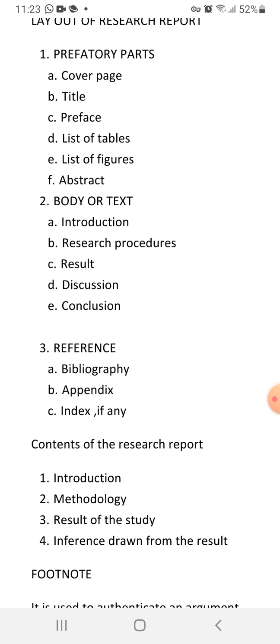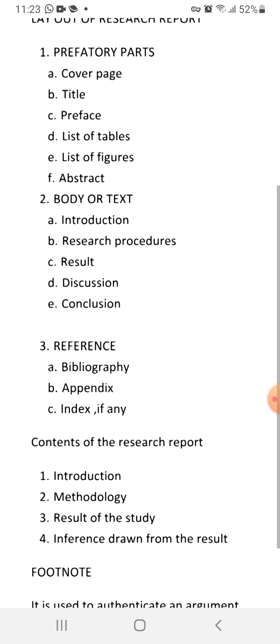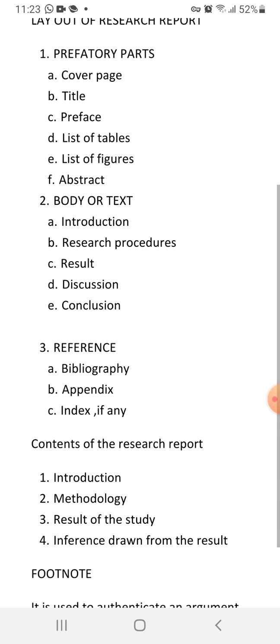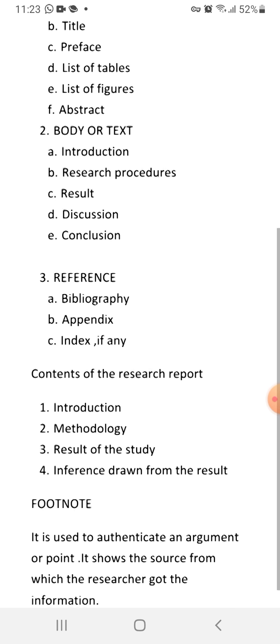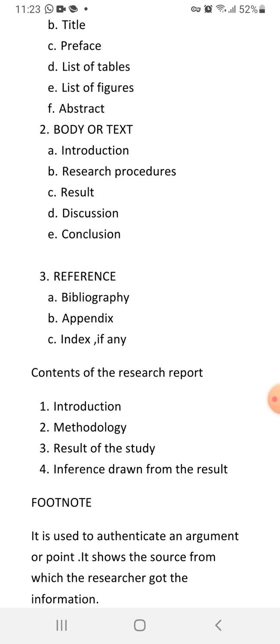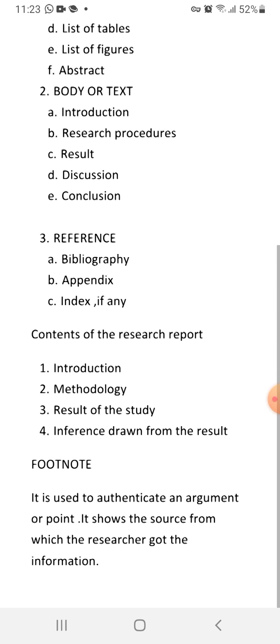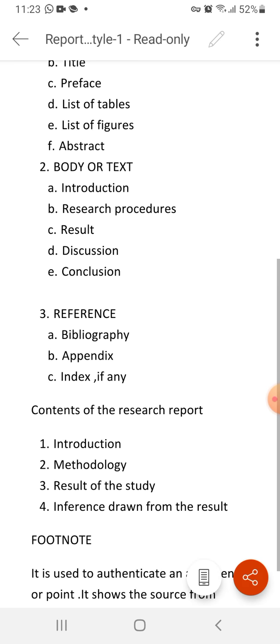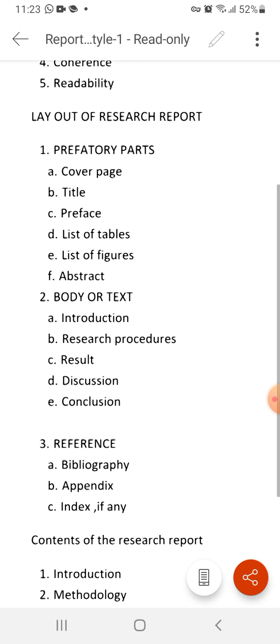Sometimes it may be taken from some books, some articles, some online papers. That is also considered as the bibliography. Then appendix. Certain things you can attach, certain orders, certain special circulars, everything you can attach. Then index if any. If you want to give some index, that can also be included in the reference section. These are the major layout of the project.